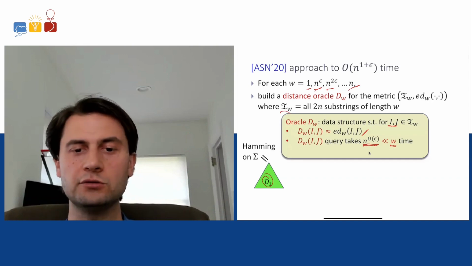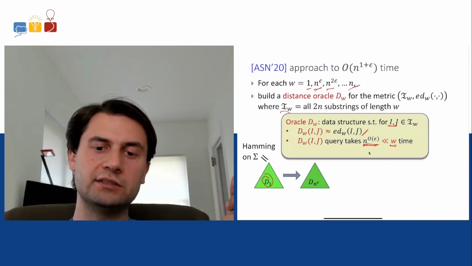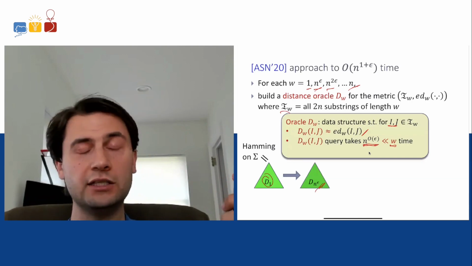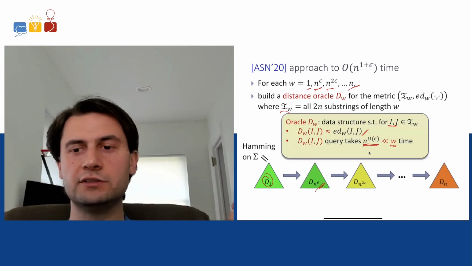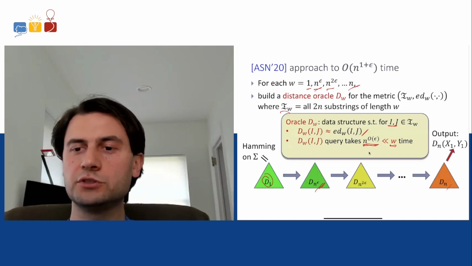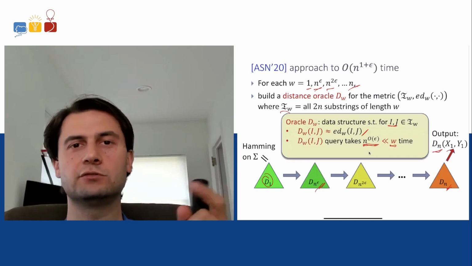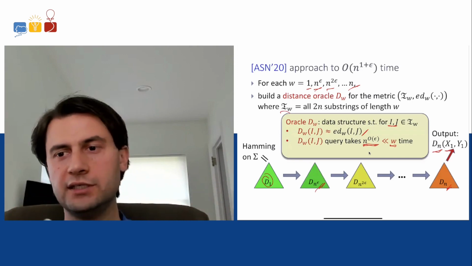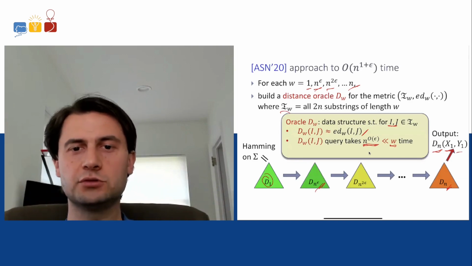Out of that, we'll build the distance oracle for substrings of x and y of length n to the epsilon, n to the 2 epsilon, and so forth, until we get to strings of length n, which means that once we have this, we just query this last distance oracle on the block starting at position 1 of length n in x and y. These are exactly the strings x and y. This should give us the edit distance.